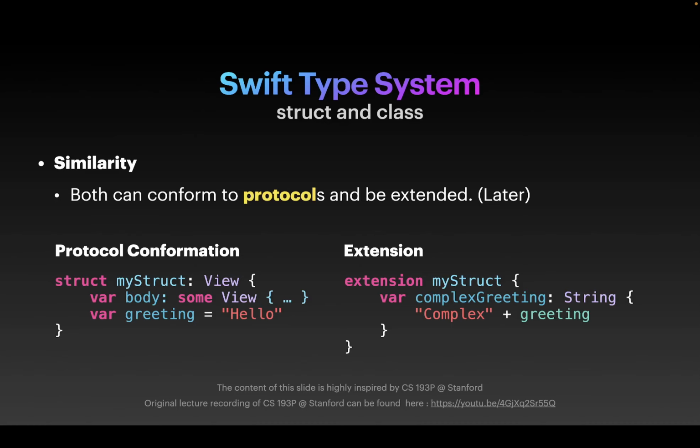Extension is interesting in Swift, and we're going to get to the detail later. The syntax just looks like this. You go with extension, which is again a keyword, and you extend my struct, which is what we just declared here. You can add additional features, variables, or functions onto the old struct. We're going to get to the detail later.